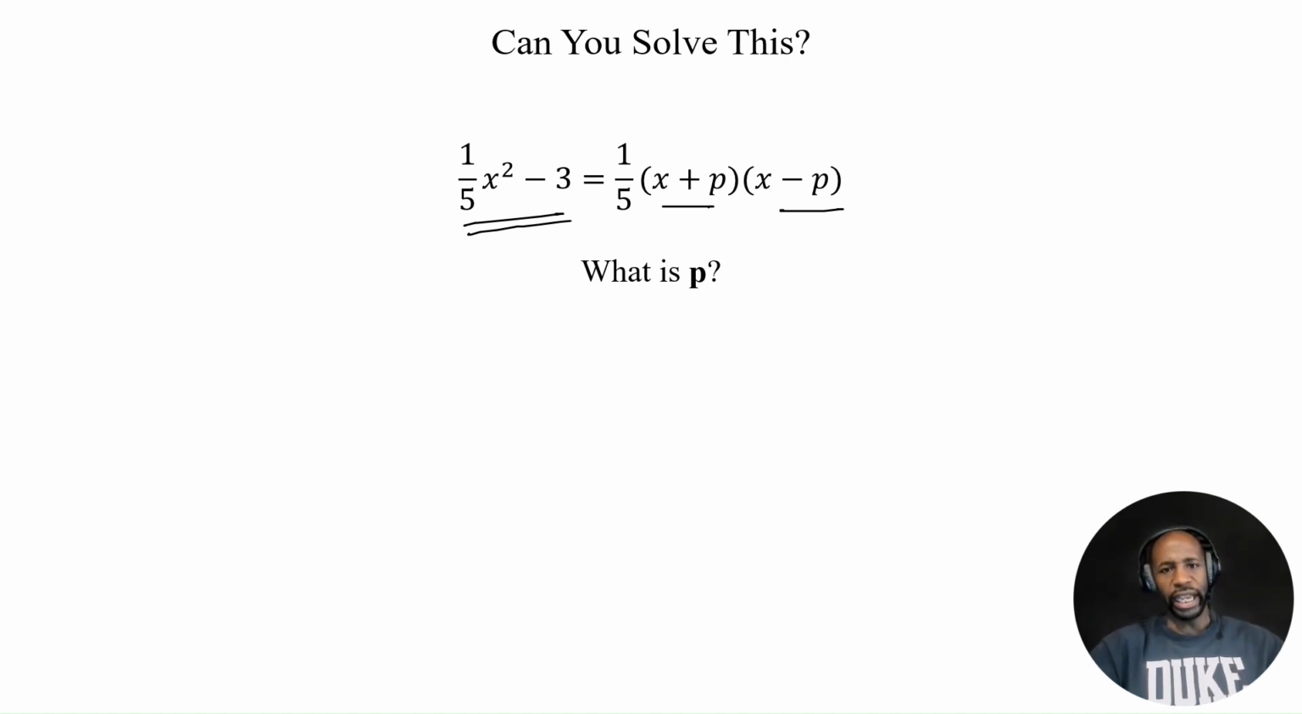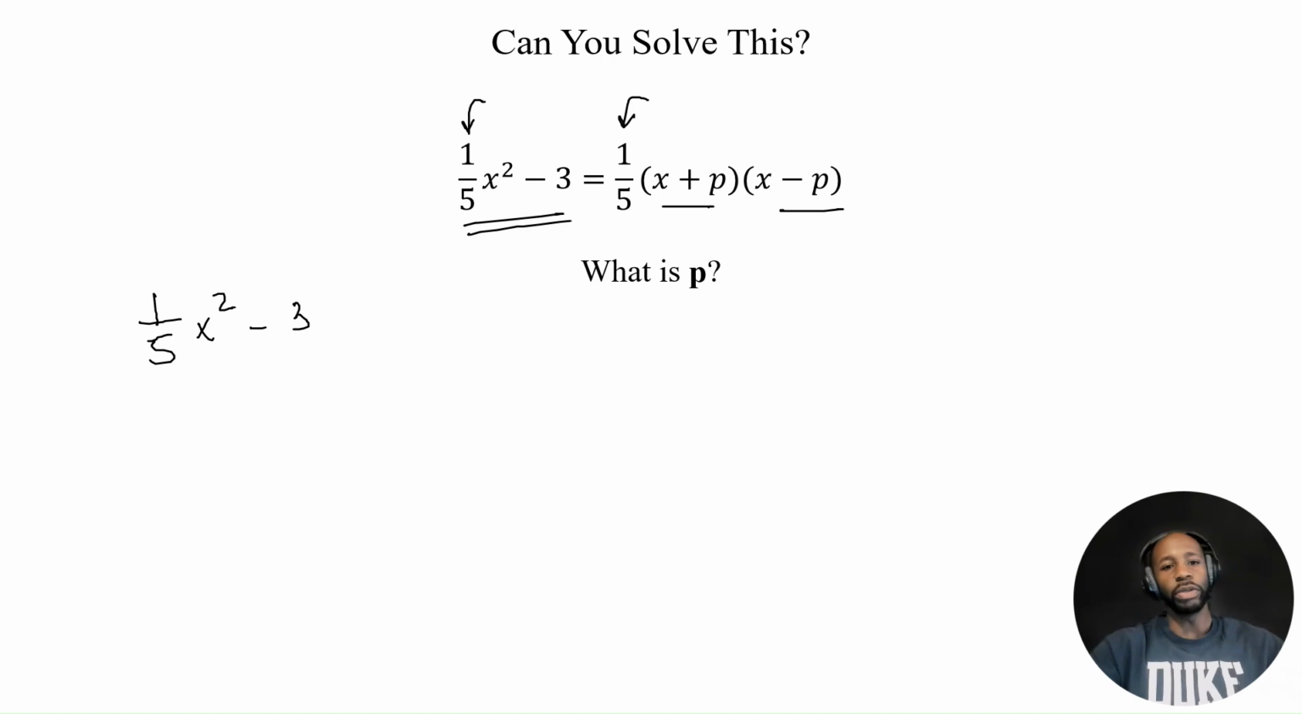And the deal is when you see (x plus p)(x minus p), that means that we had a difference of squares. But also noting here, 1/5 is factored out. So we need to factor out, there's a 1/5 here. So that means we pull that away from the x squared, but we need to see what happens when we pull it away from 3.